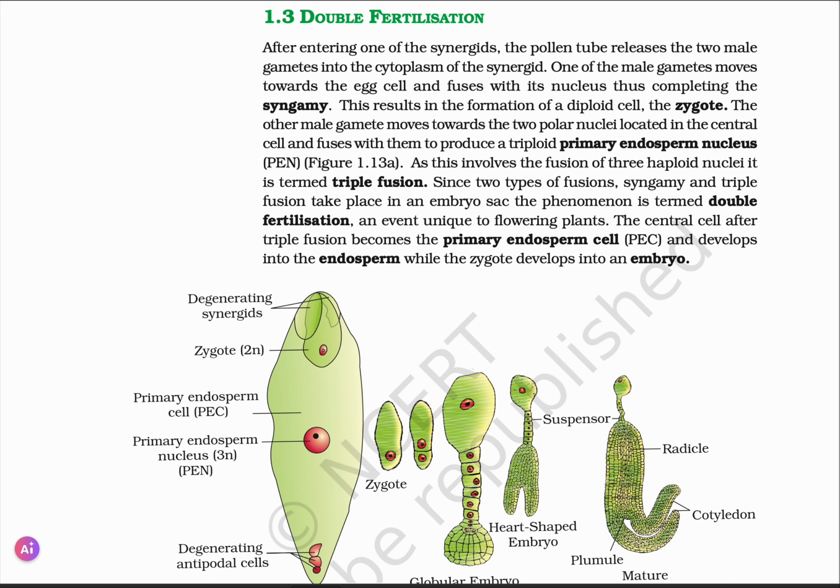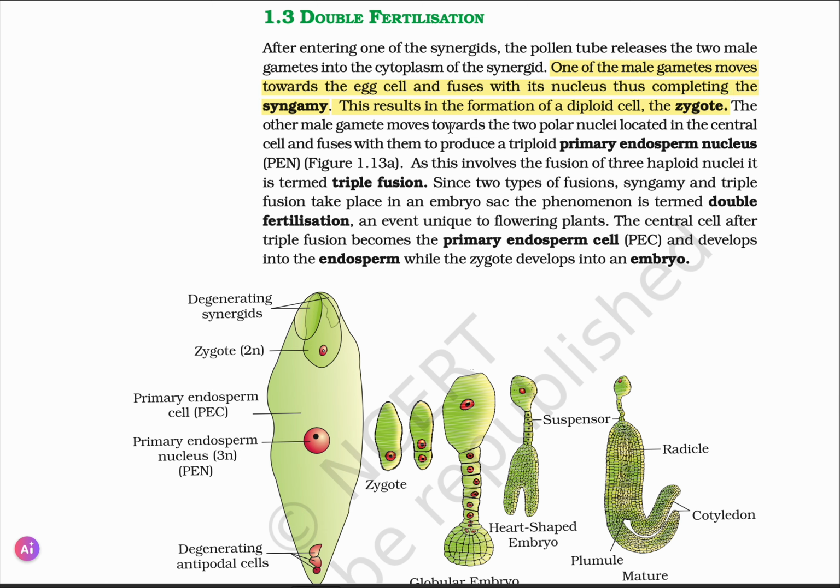Next is double fertilization. After entering one of the synergids, the pollen tube releases two male gametes into the cytoplasm of the synergid. One of the male gametes moves towards the egg cell and fuses with its nucleus, thus completing syngamy. We need to remember this. Syngamy results in the formation of the zygote.